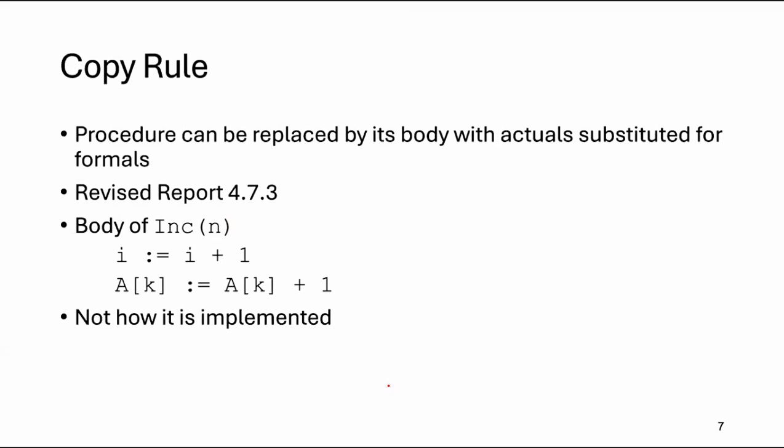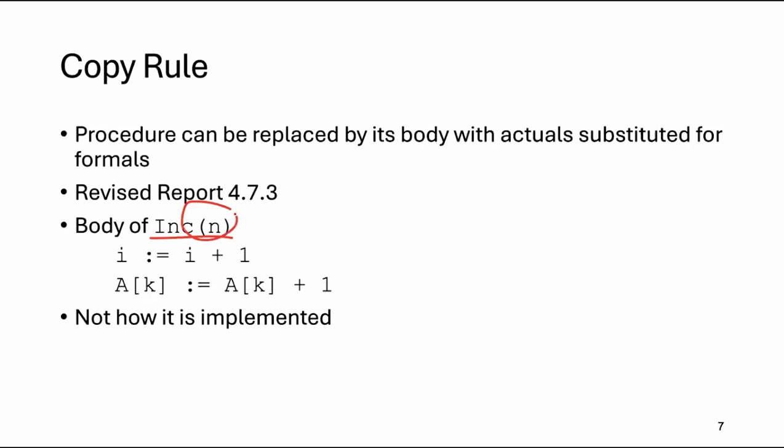So that brings us to the copy rule. Basically, the procedure can be replaced by its body with actuals substituted for the formals. What does this mean? It is what we saw with the increment of n: the body of the procedure itself, n equals n plus 1, can be replaced, and the formals are going to be substituted by the actuals.